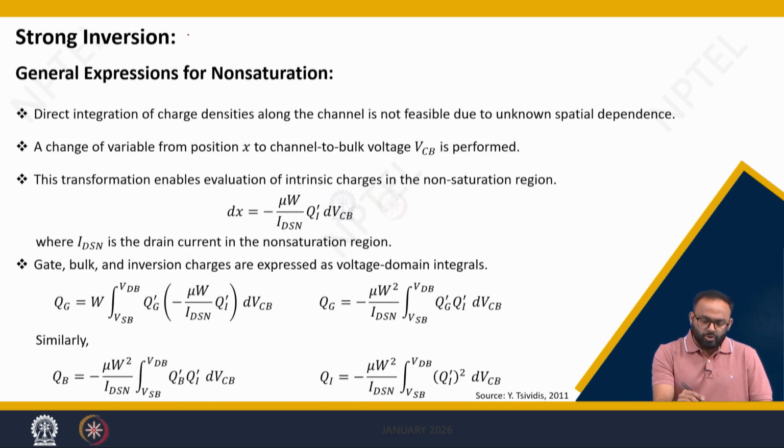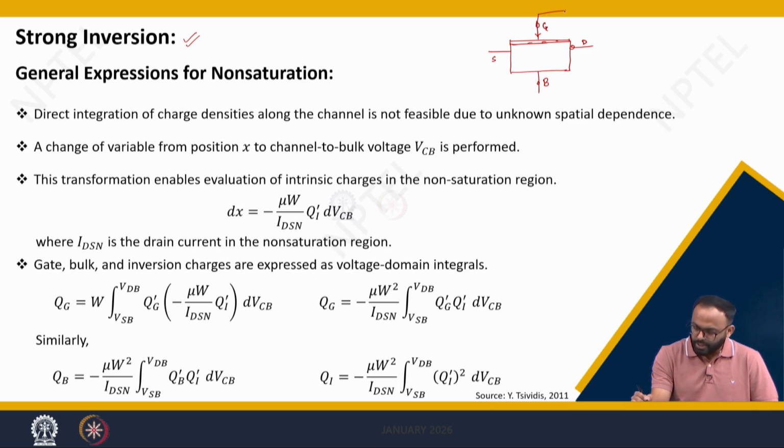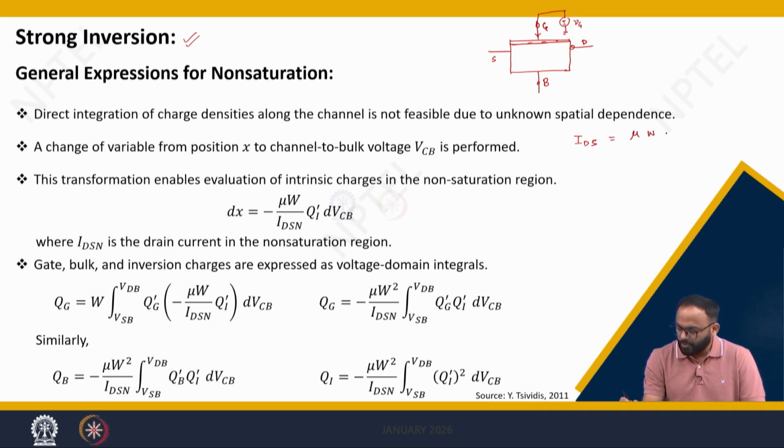Let us see the strong inversion case. We are considering that the gate voltage is enough that you are in strong inversion. So, this is your fictitious MOSFET with the terminals drain, source, and the gate, and also the body here, and you are applying the voltage from the gate in such a way that you are in strong inversion. Now, we know that in strong inversion the current is basically given as ID equals mu into W into minus of Qi dash into dVCB divided by dx.